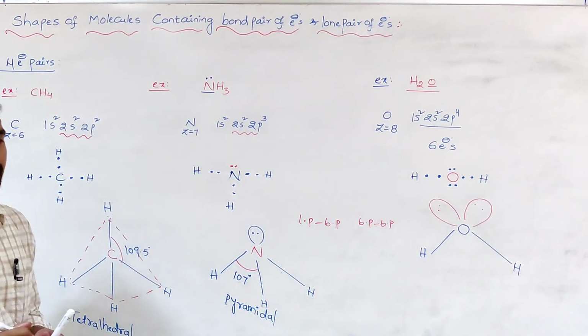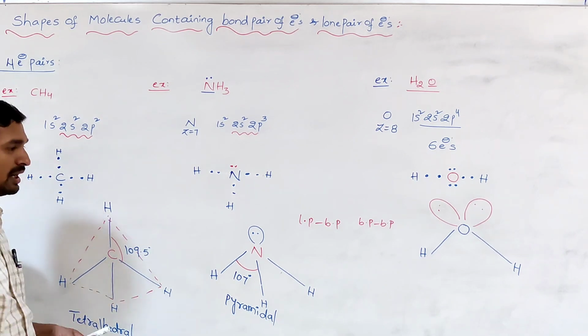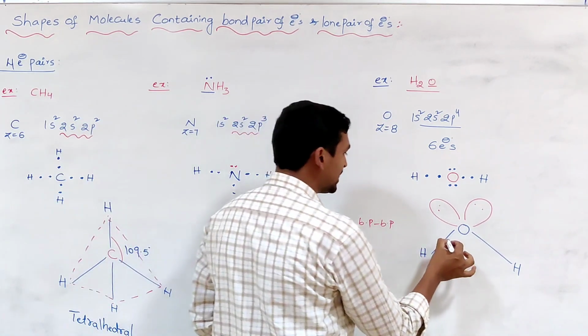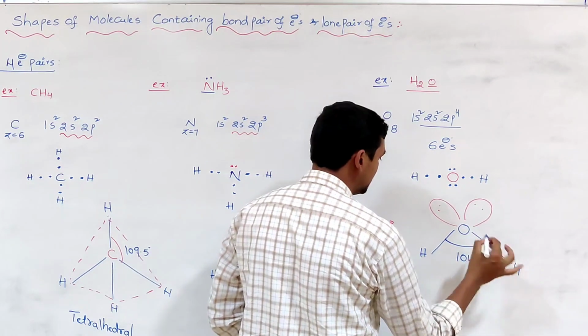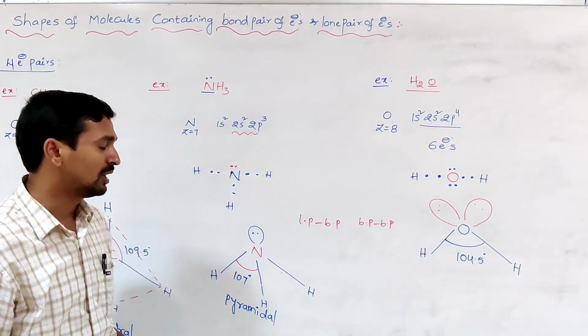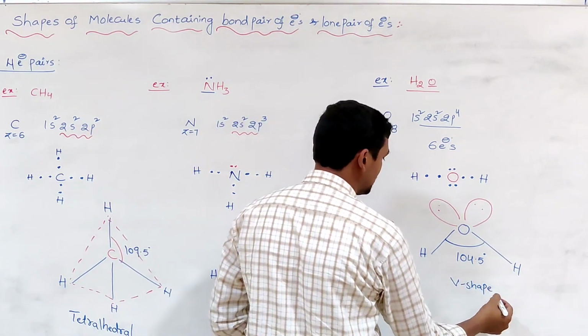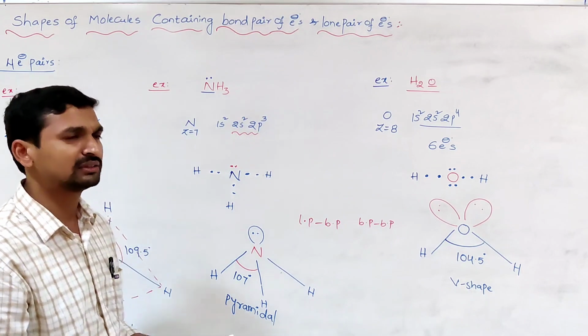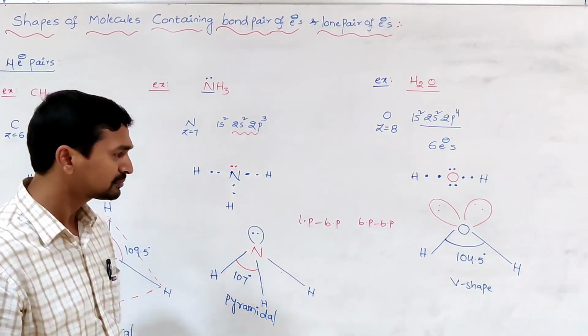Now, when 4 electron pairs are present, what is the bond angle? 109.5. But here the 2 bond pairs of electrons are separated by 104.5 degrees. So now, what is the shape of this molecule? It is V shape, or angular shape, or bent shape. All are the same, but in most textbooks, angular shape or V shape is used.